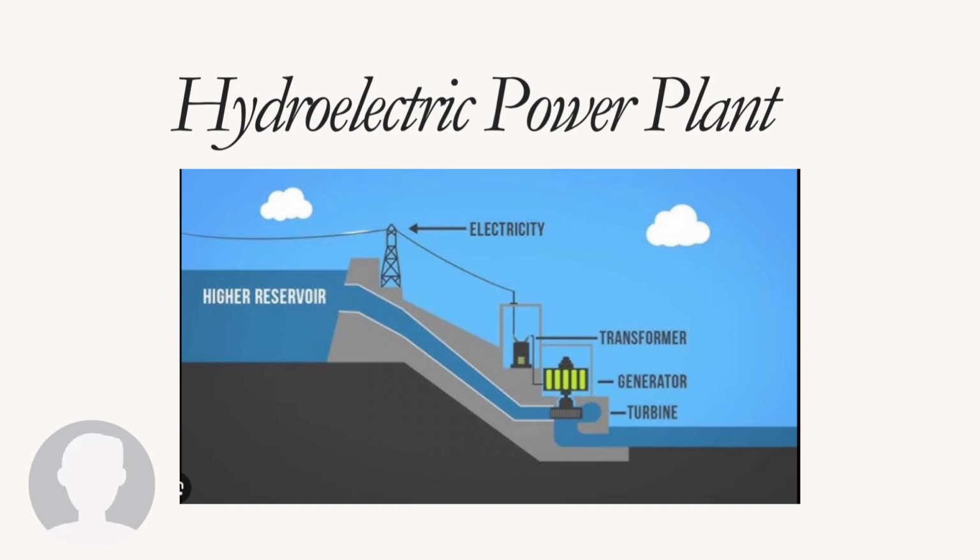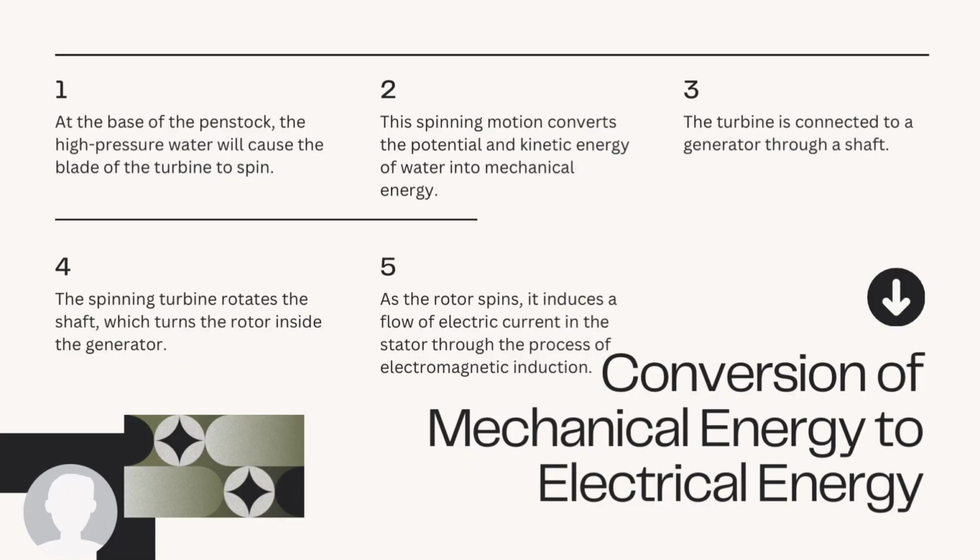It is usually located at a reservoir or a dam, and a hydroelectric power plant consists of components like turbine, generator, and transformer. Moving on, a hydropower plant converts the mechanical energy of moving water into electrical energy through a series of steps. So for the first one, water flow and potential energy.